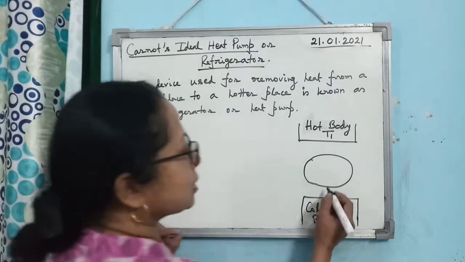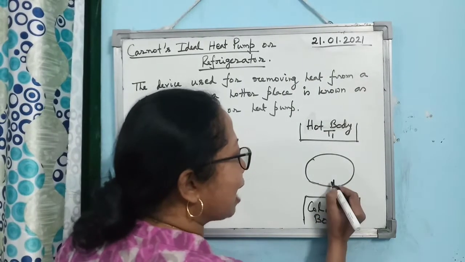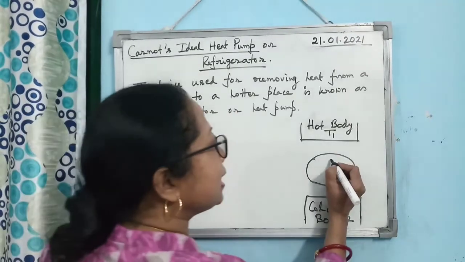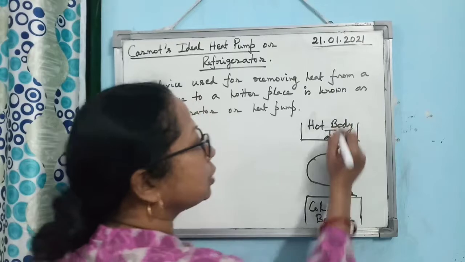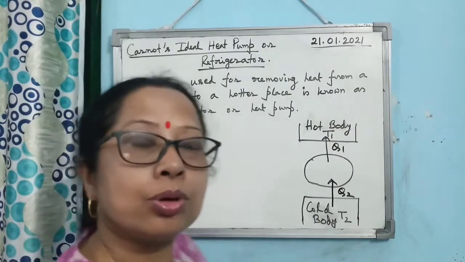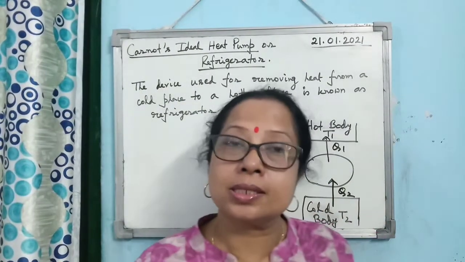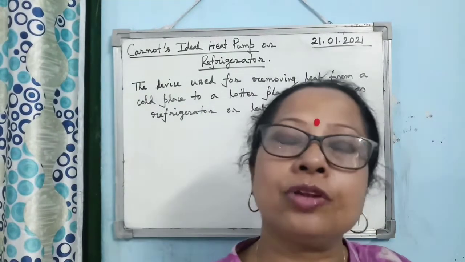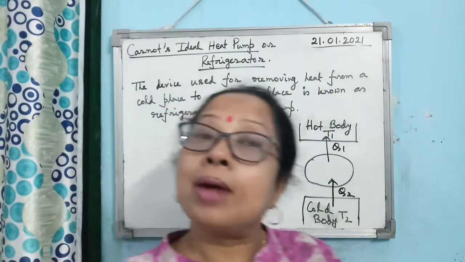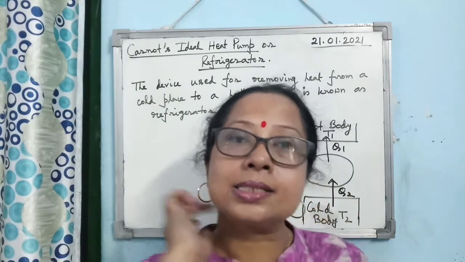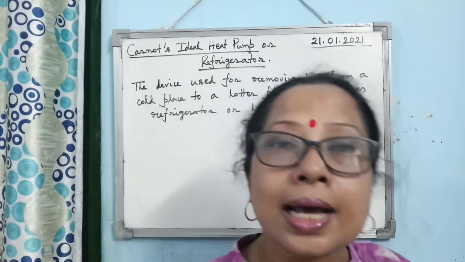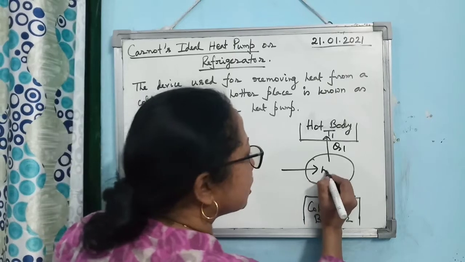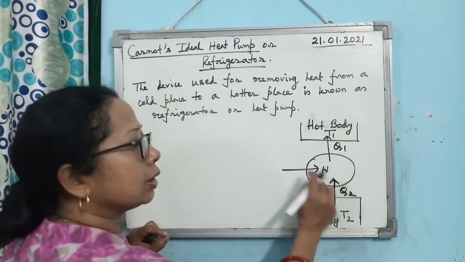Alright. So what is done? The working substance absorbs heat Q2 from the cold body. Then it releases heat Q1 to the hot body. But as you know from the second law of thermodynamics, the Clausius statement, it is impossible to transfer heat from the cold body to the hot body until and unless an external agent does a certain amount of work. So here an external agent should do a certain amount of work on the working substance.